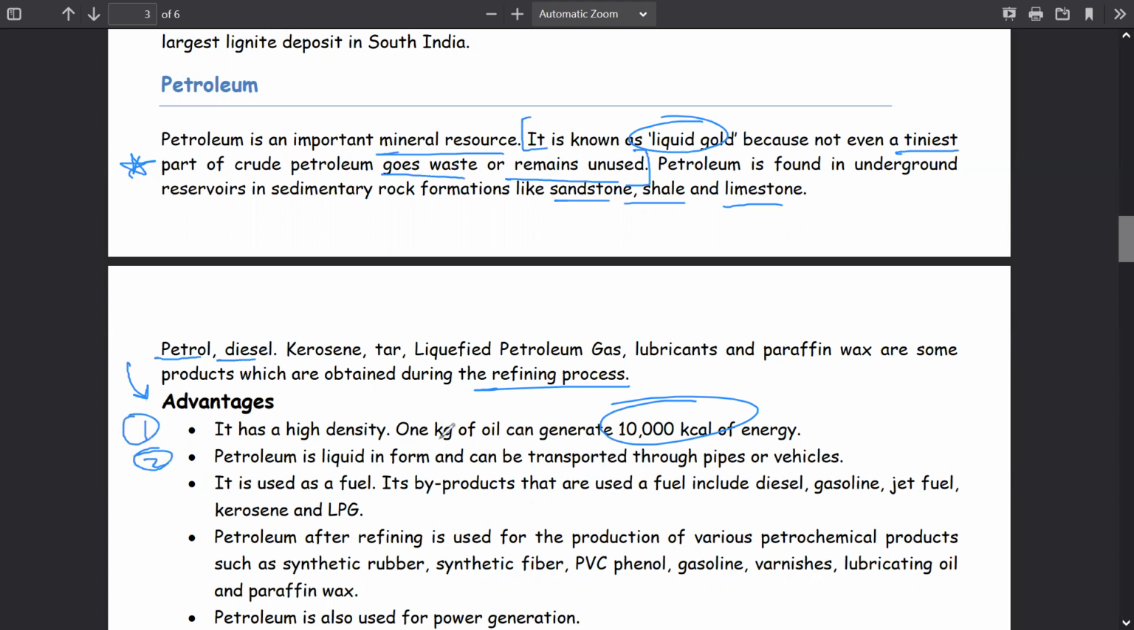The second point, petroleum is liquid in form and can be transported through pipes or vehicles. The third point, it is used as a fuel. Its byproducts are used as a fuel, including diesel, gasoline, jet fuel, etc. And the fourth point, petroleum after refining is used for production of various petrochemical products. Petrochemical products, you'll be studying it in mineral-based industries. So these are the only 3 points or 4 points you need to remember. Now let's move on.